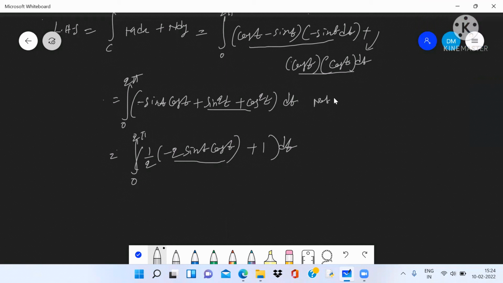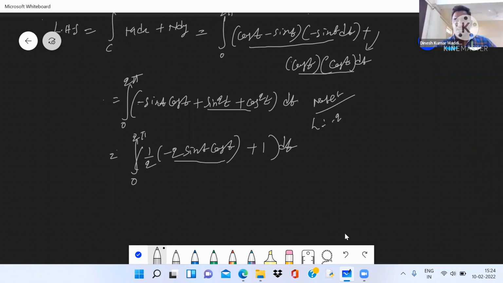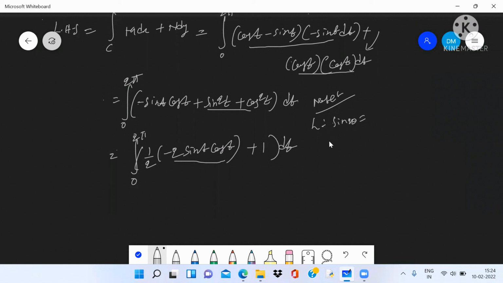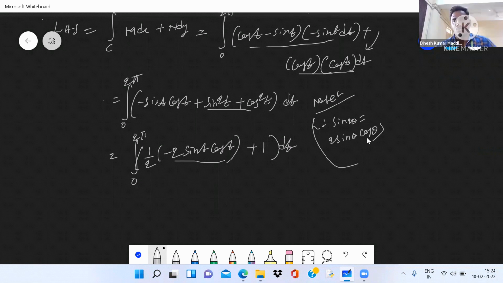Excuse me, sir, how did you take dy, sir? Wait, I will explain. Wait 1 minute. I will write this formula and I will explain. Here 2 sin theta cos theta is equal to sin 2 theta. If it was in this form, you can write in this form.